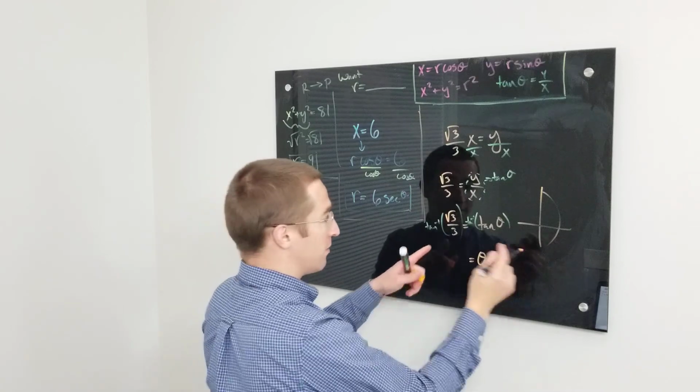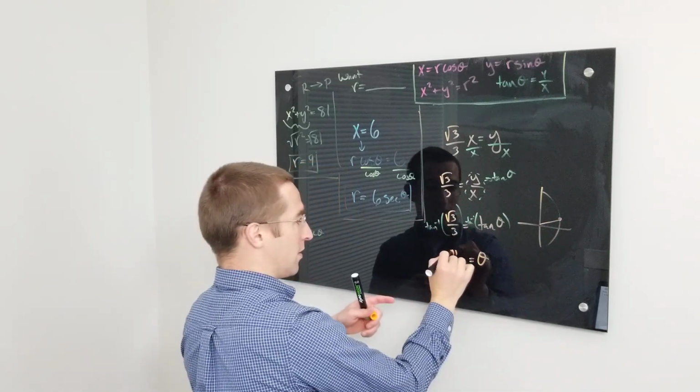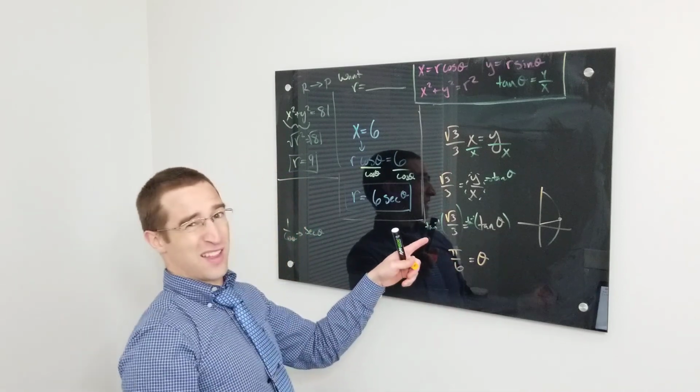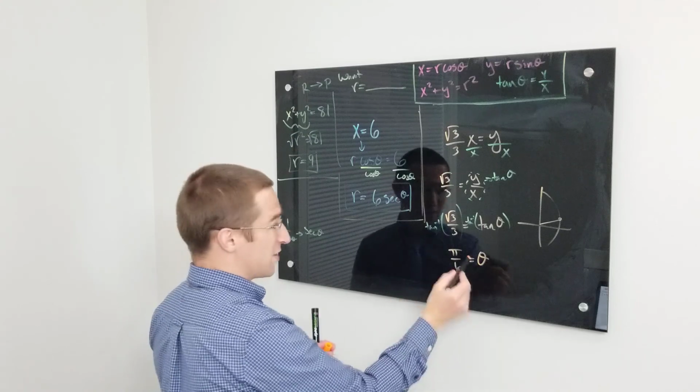Remember, this is our slope. That's there, right? So that's going to be pi over 6. Or you just plug that in a calculator and go from there. So that's just theta equals pi over 6.